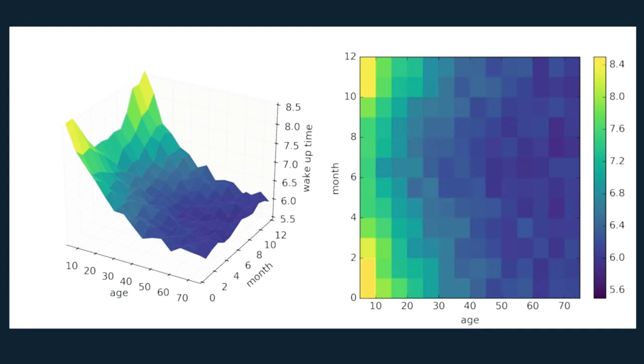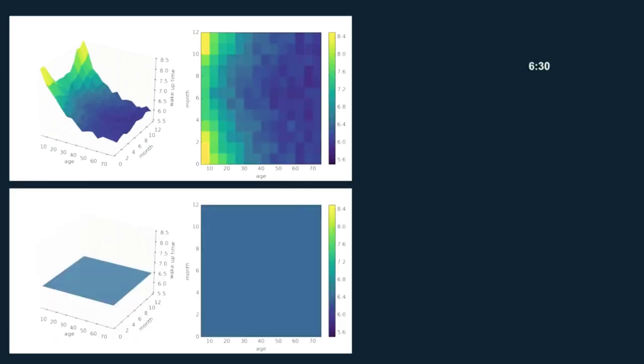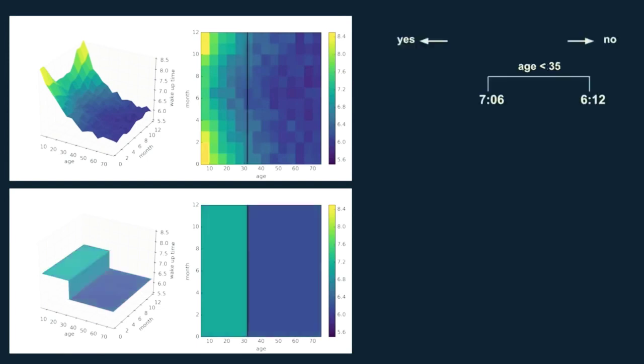We construct this decision tree much the same as the last one. We start with the root, a single estimate that roughly fits the entire data set, 630. Then we look for a good place to put a decision boundary. We split the data on age 35, creating two halves, one for our under 35 population with a wake-up time of 7:06, and one for our over 35 population with a wake-up time of 6:12.